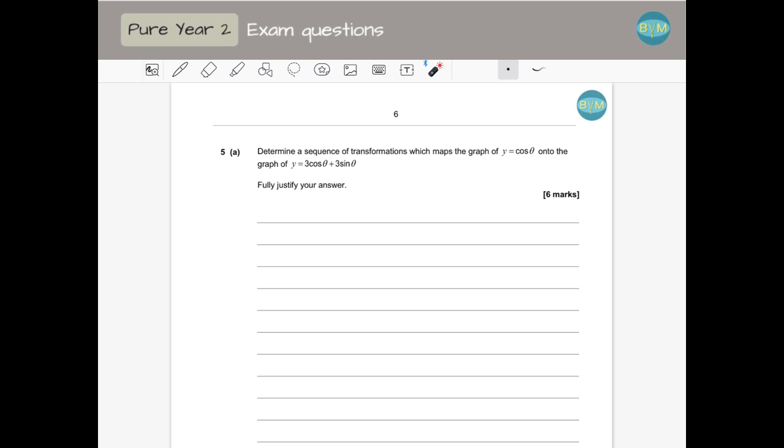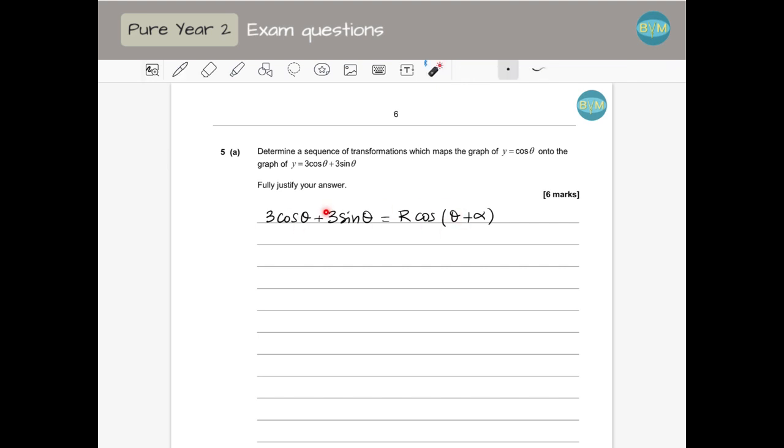Hello, this is question 5 on your sample paper 2 from AQA, and it's a very simple question if you know how to do it, but if not, maybe it's difficult to think of. You have to determine the sequence of transformations which maps the graph of y equals cos theta onto this graph. So what you're going to do is write this expression here, the new one, 3 cos theta plus 3 sine theta, as r cos(theta plus alpha).